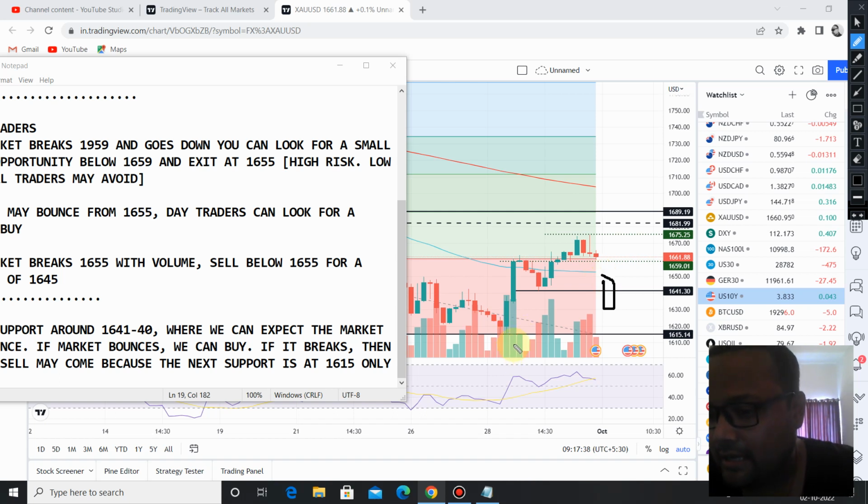Okay, anyways, this is my analysis. I can be wrong as well. No trader is 100% accurate. Please follow your own risk management. Do not gamble with your hard-earned money.